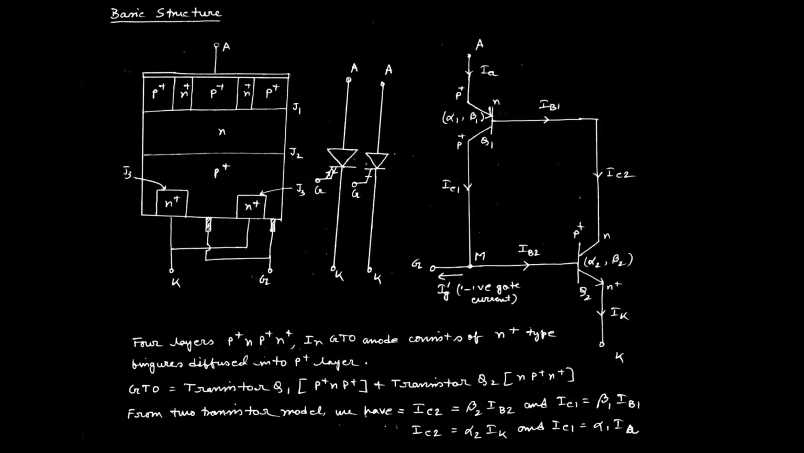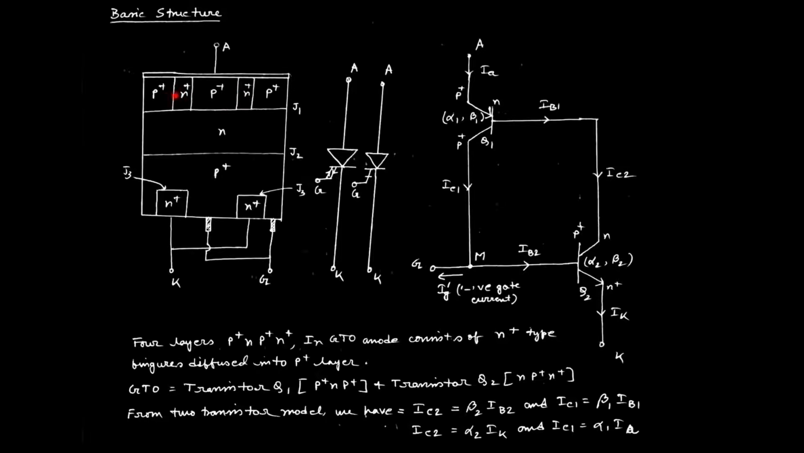The aforesaid discussion can be explained by using the two transistor model, just similar to a thyristor. But the structure has some differences that are easy to identify here. It has, like an SCR, three junctions: J1, J2 and J3. But the doping concentration is not like an SCR.